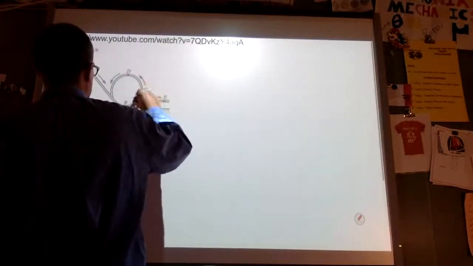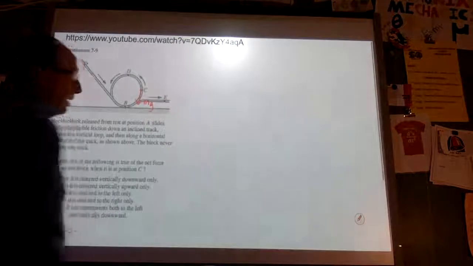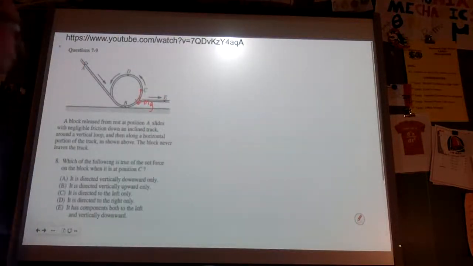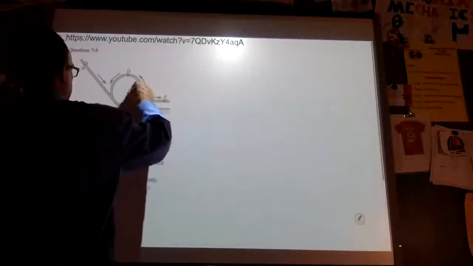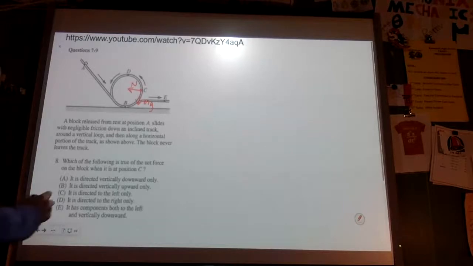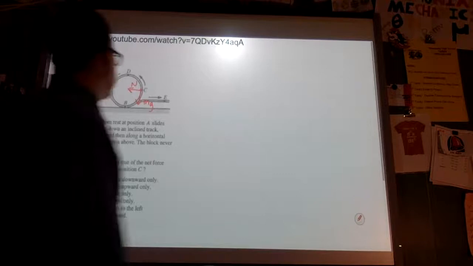When it's at position C, it has the force of weight going down, but it's turning. And weight is not going towards the center or away from the center. And so it must also have a normal force that's taking it there. And so it needs to be going down and to the left. So E is our appropriate choice.